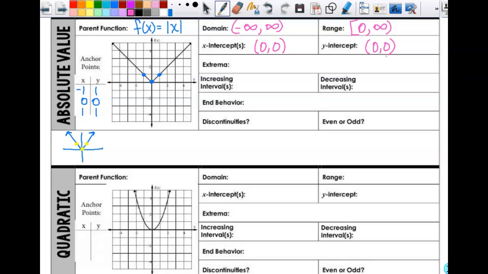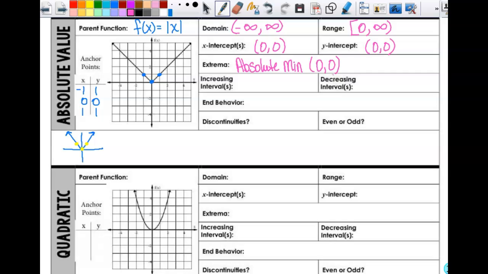Yes. What would you call this? An absolute minimum. Very good. It's an absolute minimum, and it's at 0, 0. So that tells me my graph is not increasing or decreasing the entire time. It changes from one to the other. That's what the minimums do.